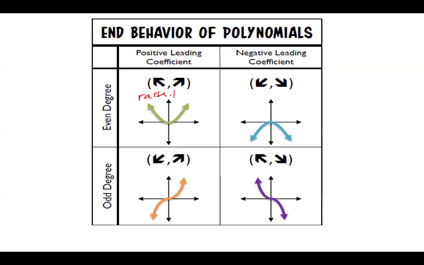We're raising the roof. If you have an even degree function and a negative leading coefficient, that means your right side is going down, so your left side is also going down. And we call this shimmying on down.